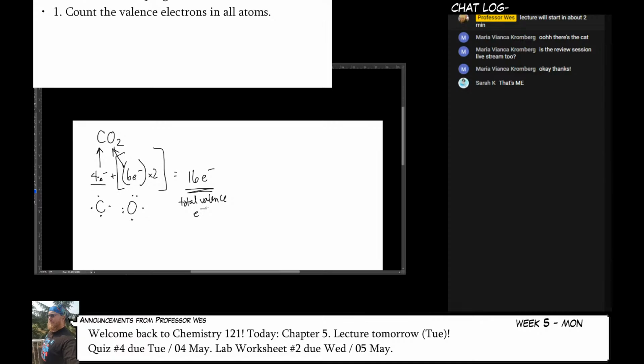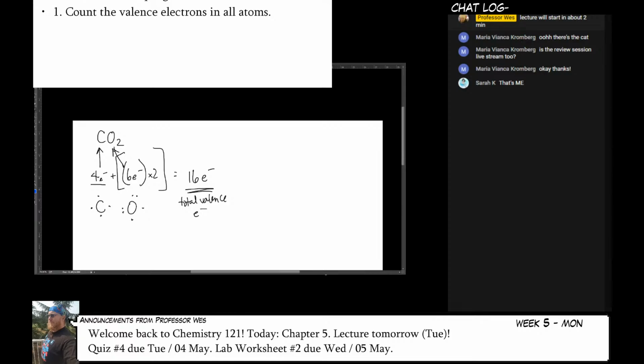So that's counting all the electrons. That's the number of valence electrons that I have for bonding. Remember, we only want valence electrons, because valence electrons are the ones that participate in bonding. The other electrons don't do anything. They just hang out. All right, that's step 1.